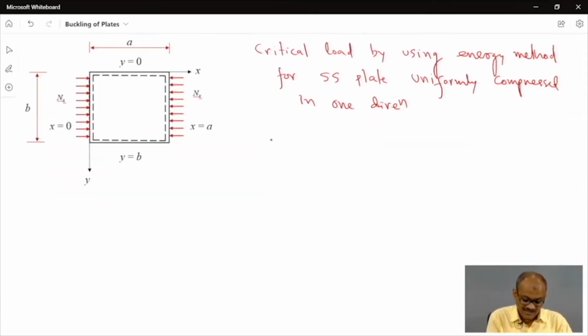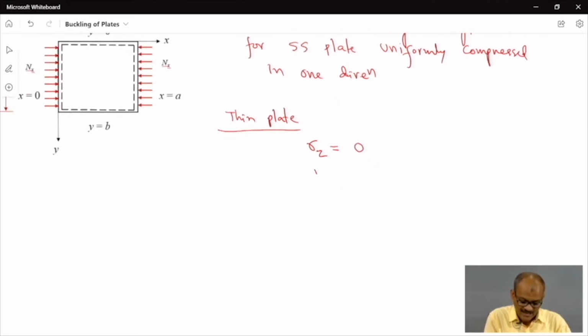This is for a thin plate. In our assumptions, we have considered it is a thin plate, and because of this, the stress in the z direction, sigma z, we had neglected it, and gamma xz is equal to gamma yz is equal to 0, negligible.